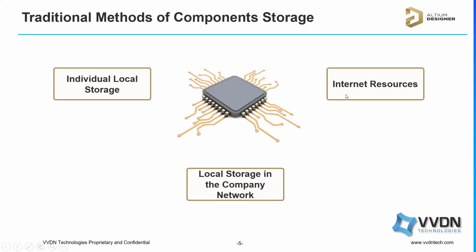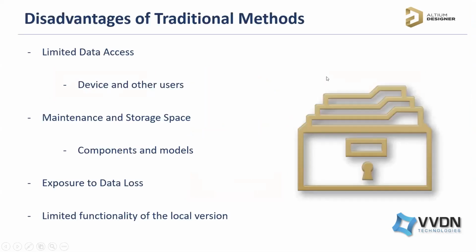And lastly we have internet resources. From internet resources, like Octopart or any other website, we are downloading the components and using them. So those are traditional methods. Through these traditional methods we are managing our components, right? We have Altium 365 with an Altium Designer subscription, so we can easily achieve those advantages. And let's talk about some of the major disadvantages of traditional methods.